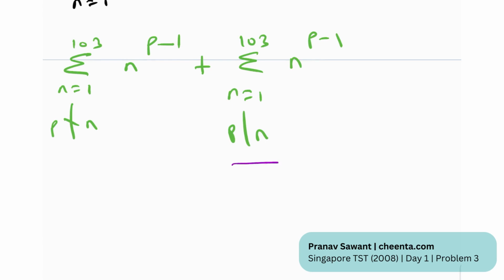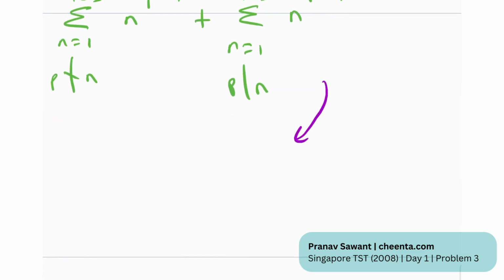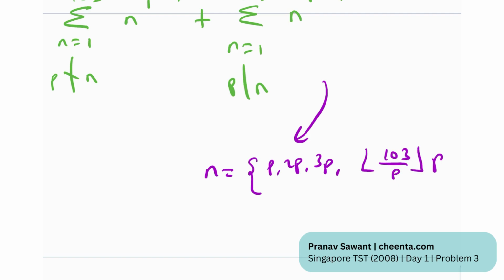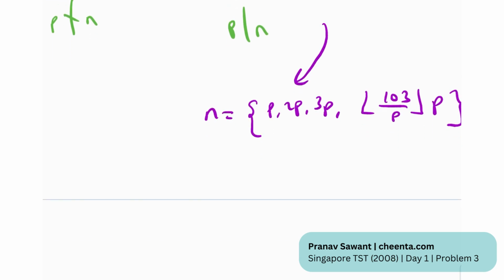So just consider this summation where P divides n. If I just maybe try to highlight what is going on over here, this means that P divides n, right? So in a way, n is a multiple of P. That's just another way to state that. So we'll have P, 2P, 3P, 4P, and so on and so forth until you get to floor of 103 divided by P times P. And what does this mean? What's the interpretation of this?